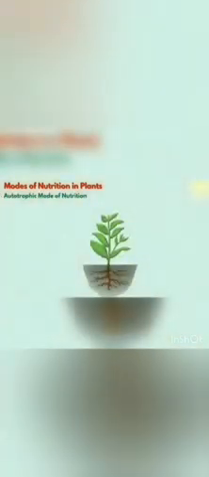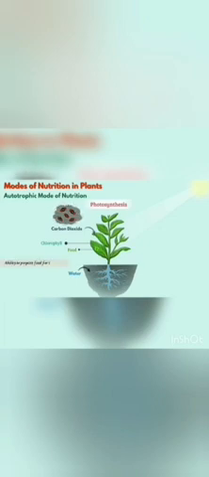So, let's start with the autotrophic mode of nutrition. Green plants absorb carbon dioxide from air and water from the soil. With the help of sunlight and chlorophyll, they convert this material into food. This process is called photosynthesis. That means green plants have the ability to prepare food for themselves. So they are called autotrophs.